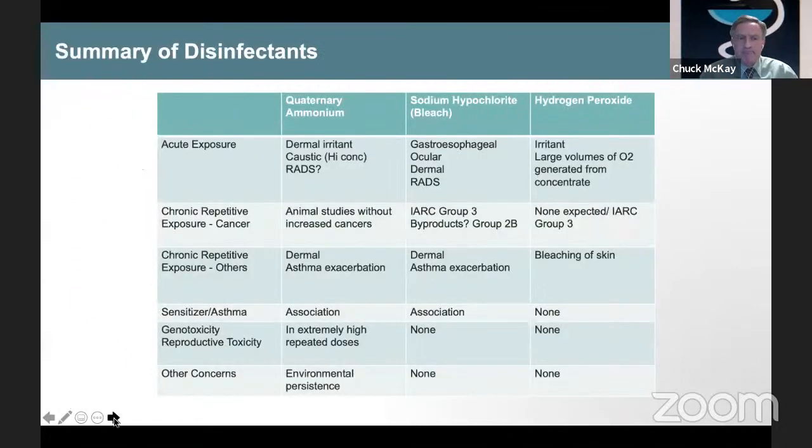Next slide. So in summary, for the three types of compounds that we've talked about, if you look down this list, you can see the concerns regarding potential for acute exposure, chronic repetitive exposure, either because of potential, again, mostly theoretical, but potential for long-term effects, and then the association with asthma and sensitization, either by irritant effects like RADS from chlorine that Dr. Kasia talked about, or the potential for actual allergen sensitization that was described for both of those products.